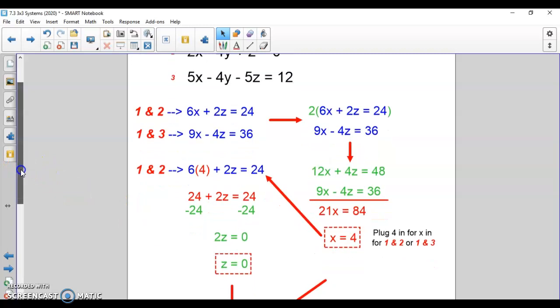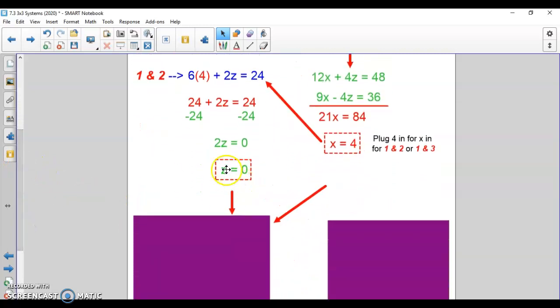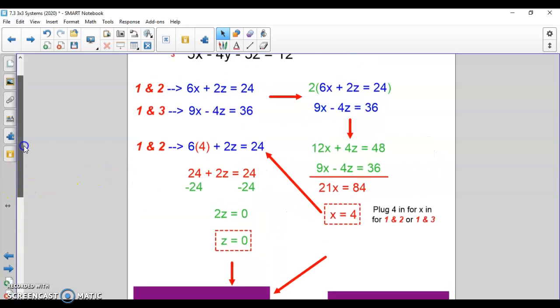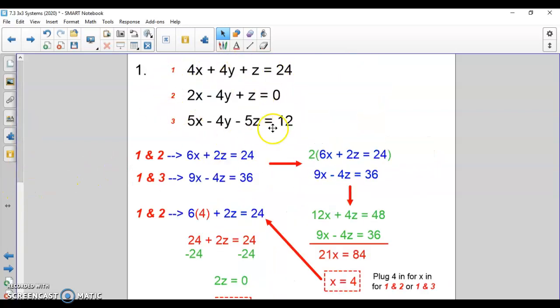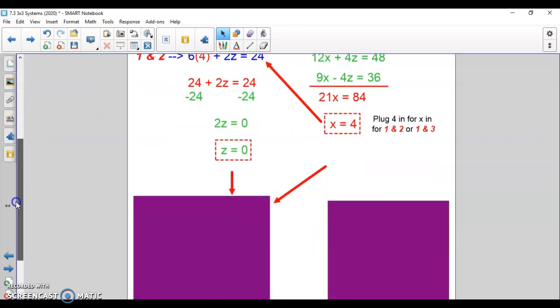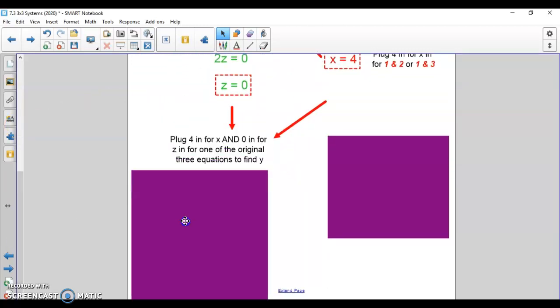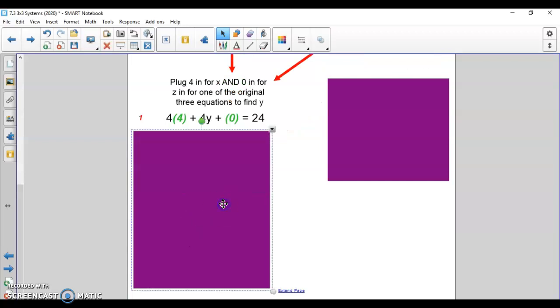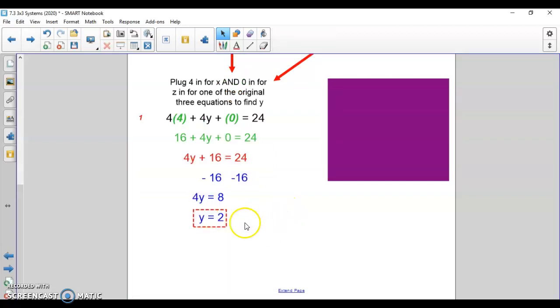Now we move down here. Take my x and z and plug it into one of the original 3 to find y. I'm personally picking 1 because my y is positive. I like dealing with that. 2's not too bad either. It's just a matter of what you want to pick. So we're going to plug 4 in for x and 0 in for z in one of the original 3 equations to find y. Like I said, I picked 1 just because my y was positive. My only reason there. Do whatever work you need to show from that. y equals 2 in the end.